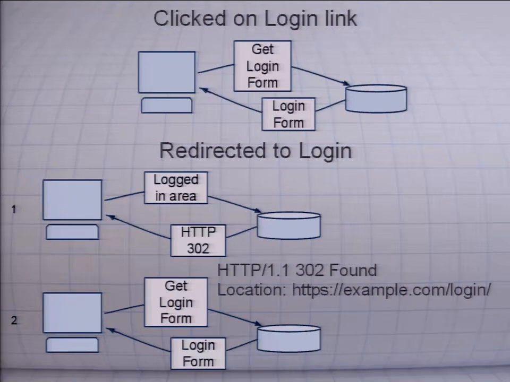The other way is when you've been logged out from inactivity, or you try to go to a logged in page but you're not actually logged in. You get a 302 found response. So you make the request to the logged in area, you get a 302 found response, your browser processes that response. In a 302 found response, there is a location header, and that location tells your browser where to redirect you to. So it redirects you to the login page, and you make a request for the login page, you get back the login form.